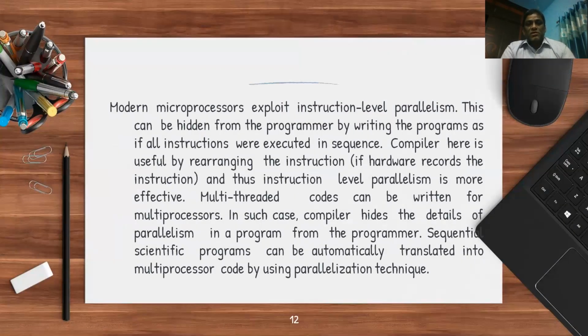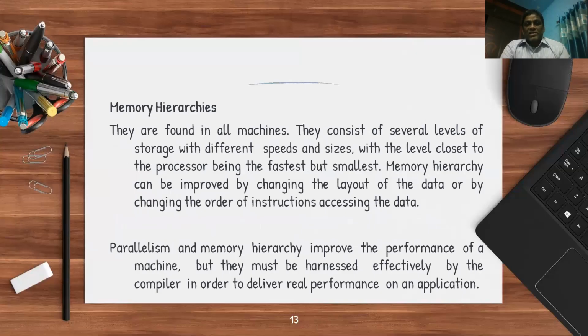Most of the microprocessors exploit this instruction level parallelism, as they contain only a single processor. And also the most advanced computers, which possess more than one processor, may implement that process level parallelism. Okay.